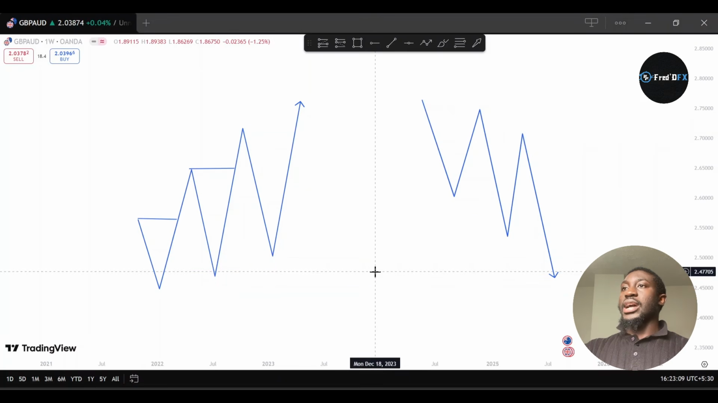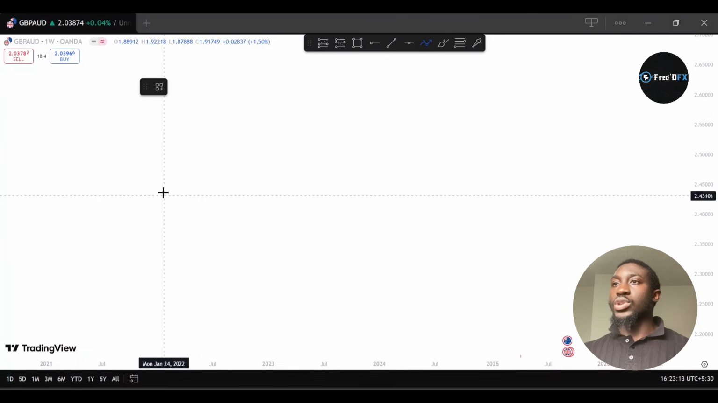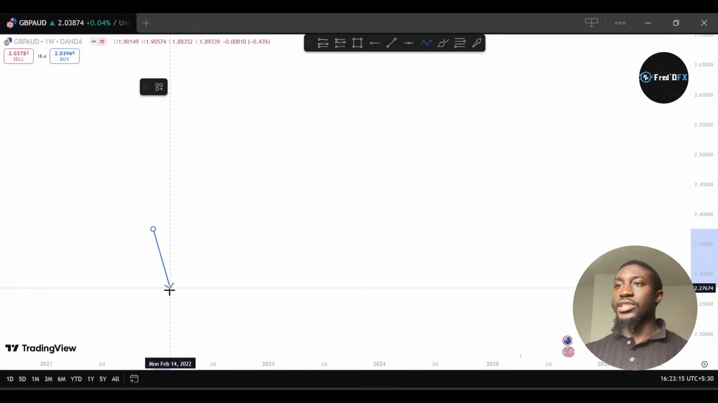Now I want to give you a full breakdown on this. Normally you will see price like this. I know those of you have seen price like this before.